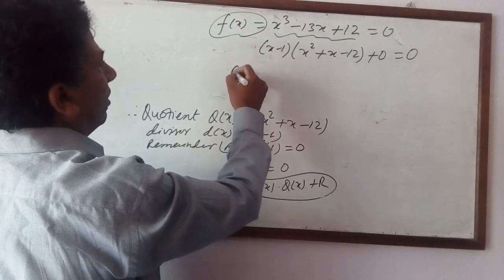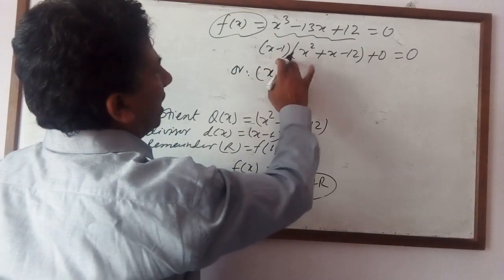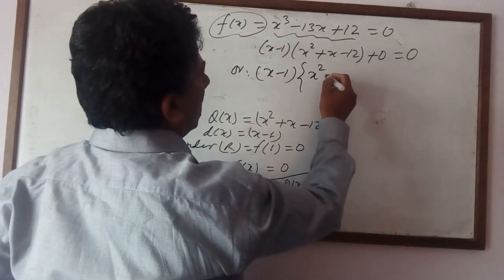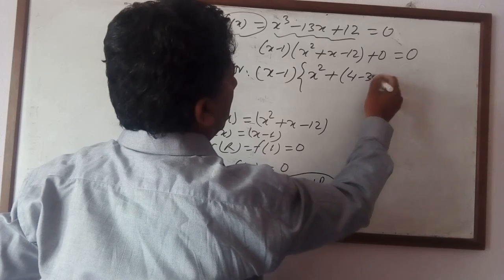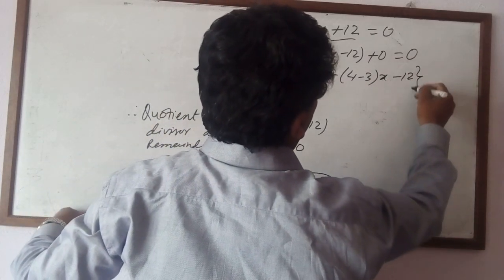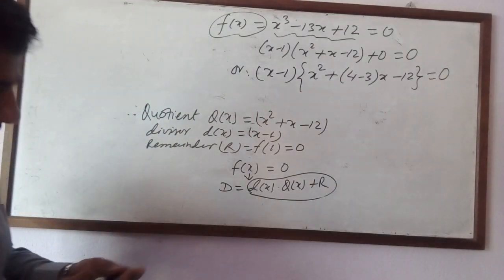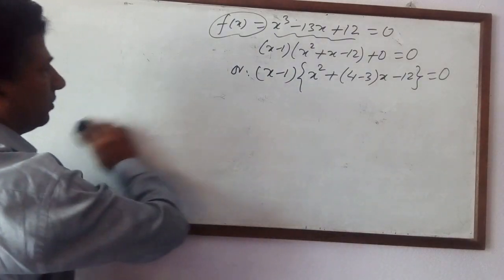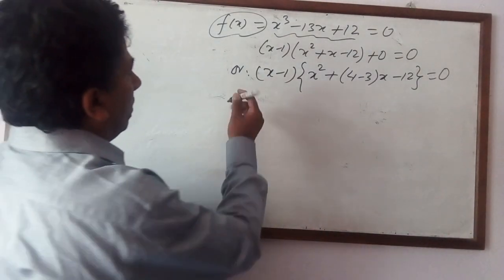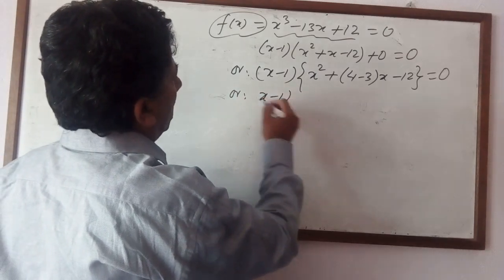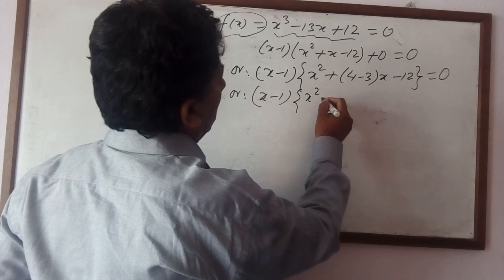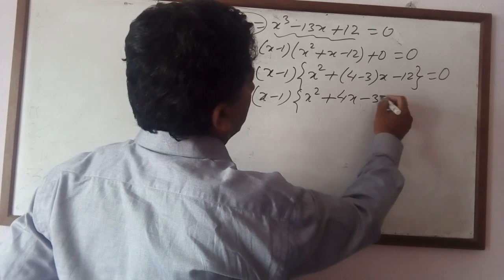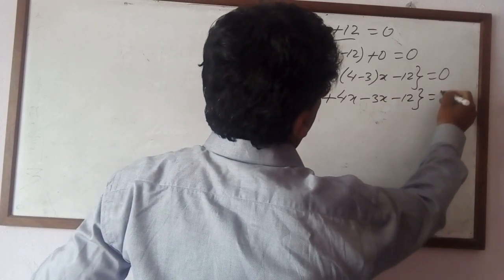Now simplify it. (x − 1), directly you can write this one also. Factorize x² + x − 12 by the middle term: 4 − 3 is 1, so you can split. So (x − 1)(x² + 4x − 3x − 12) = 0.